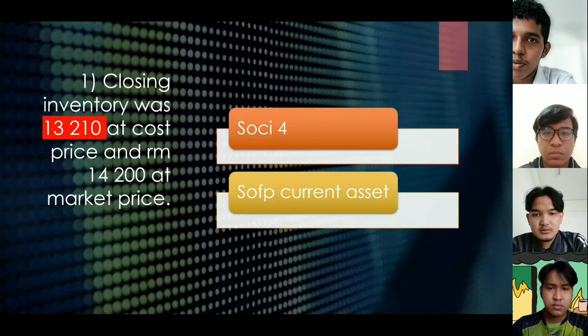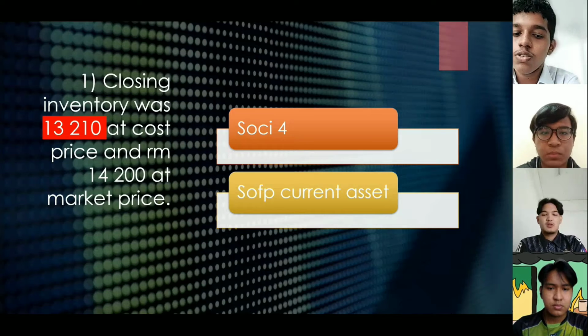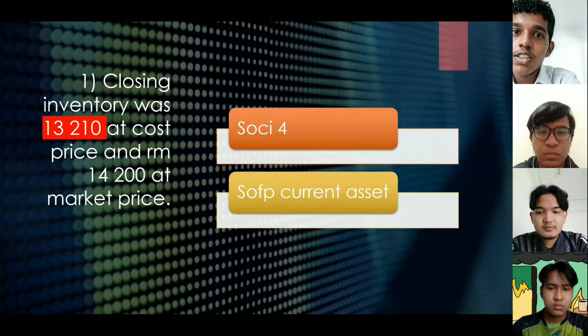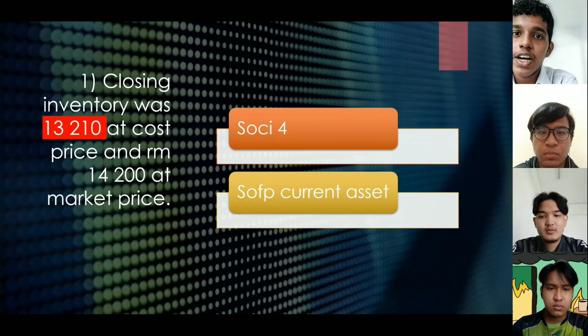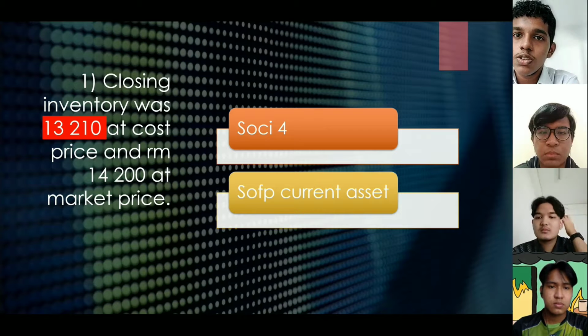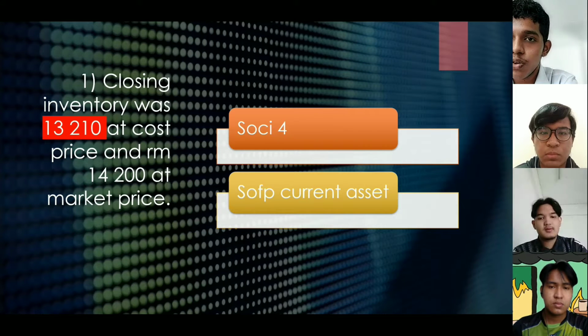So let's look at the additional information. So the first is closing inventory was 13,210 at cost price and RM 14,200 at market price. So we have to choose the lowest amount. So that is 13,210. So that will come in SOCI and SOFP current asset.